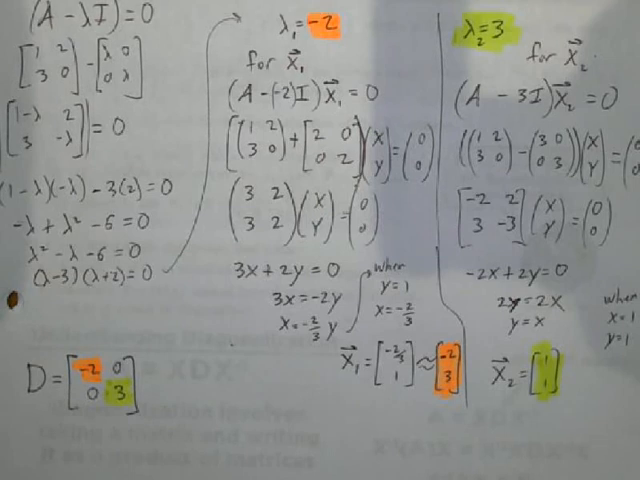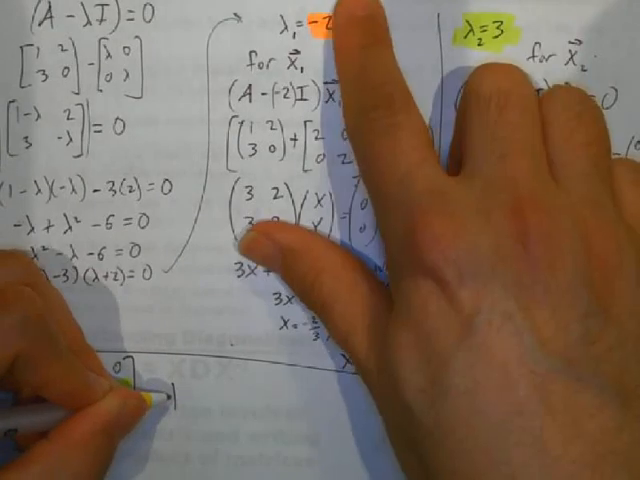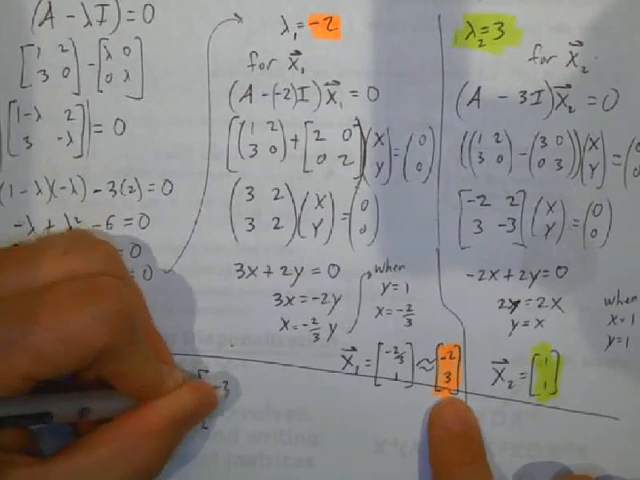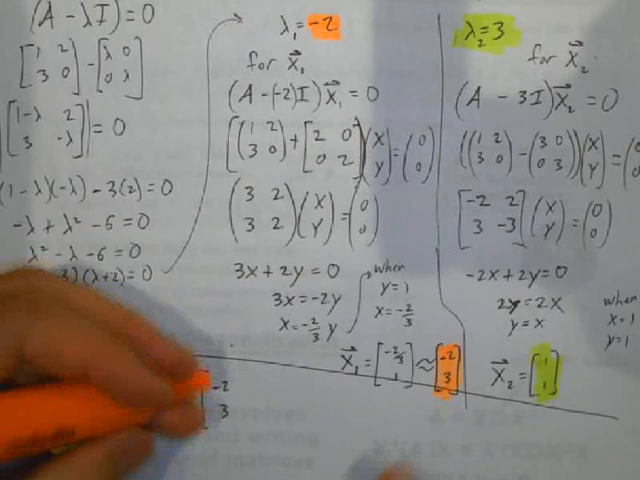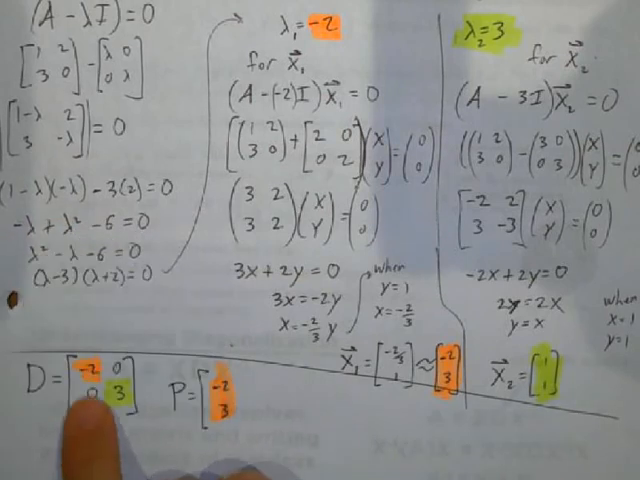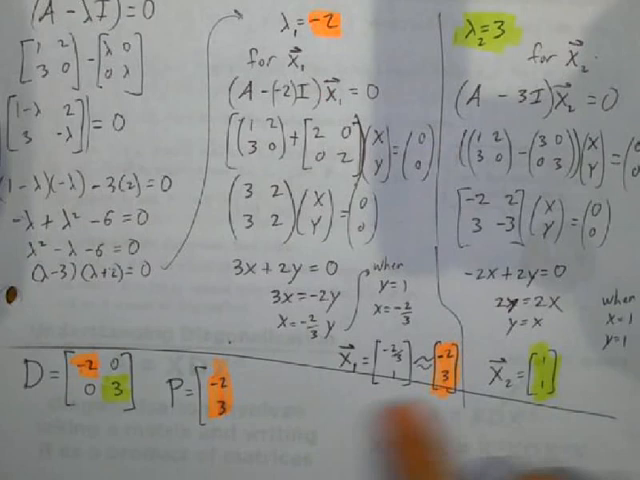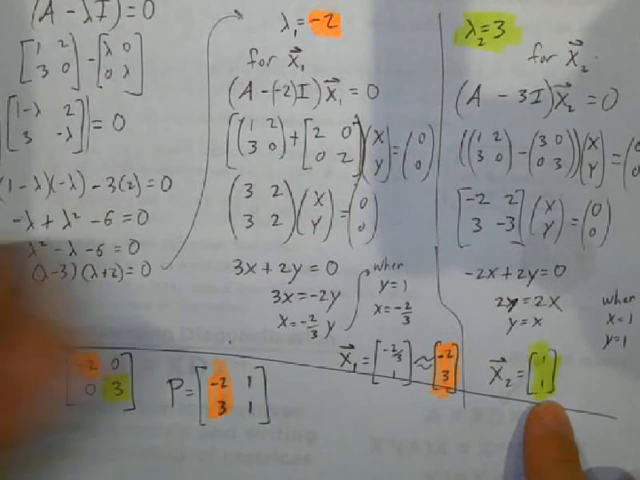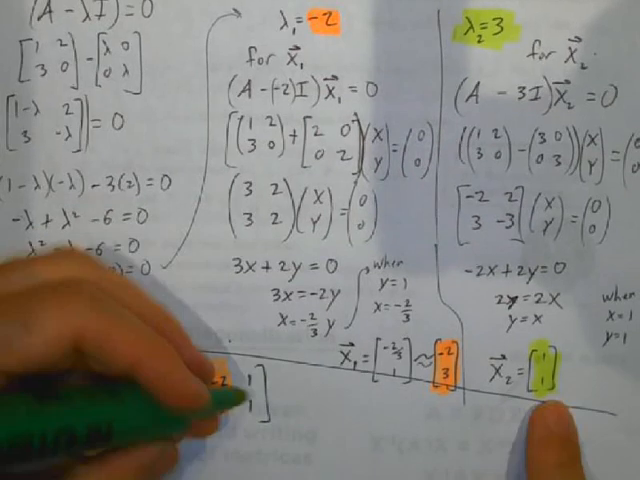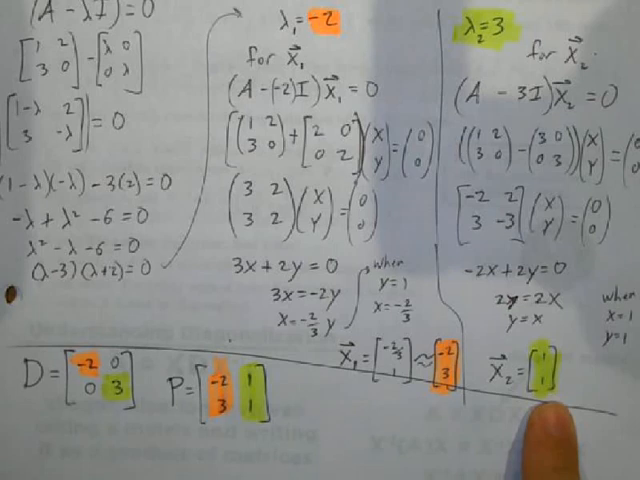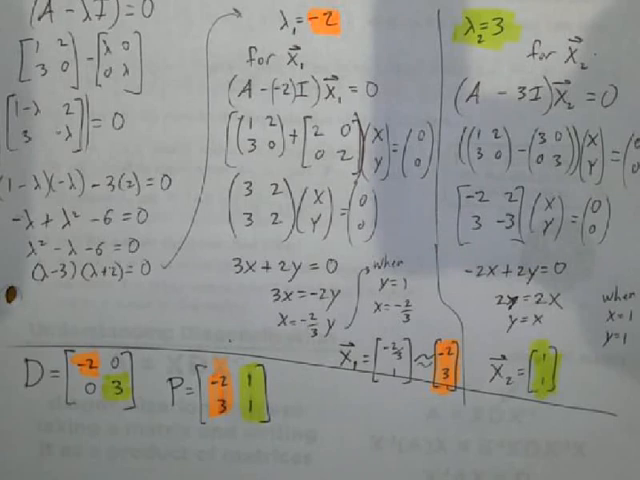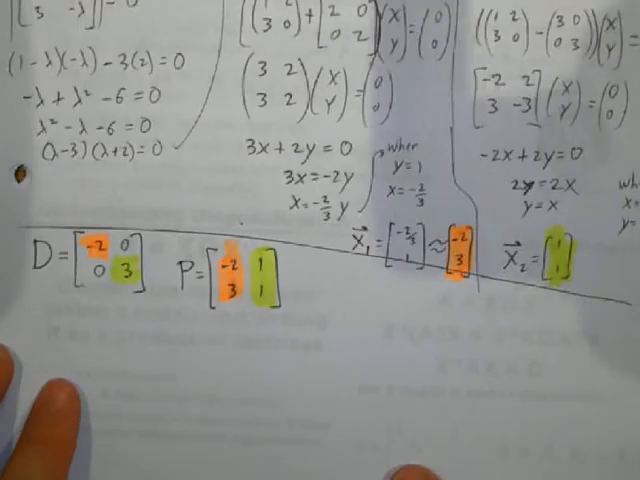Okay. Now for matrix P, this is going to be equal to this first matrix column of negative 2, 3, because this corresponds with that eigenvalue. And then the second column here is 1 and 1, because this eigenvector that I've highlighted in yellowish greenish color corresponds with the second eigenvalue, which is 3.